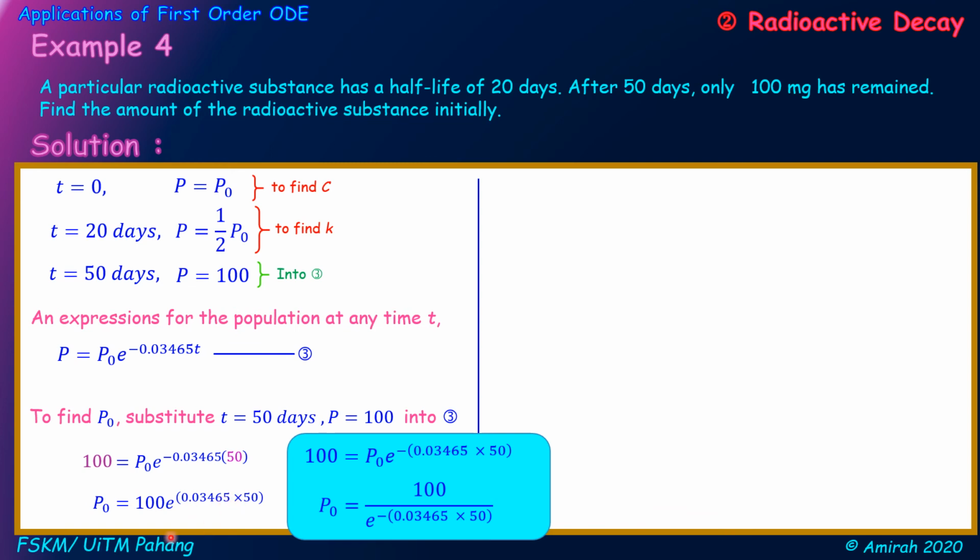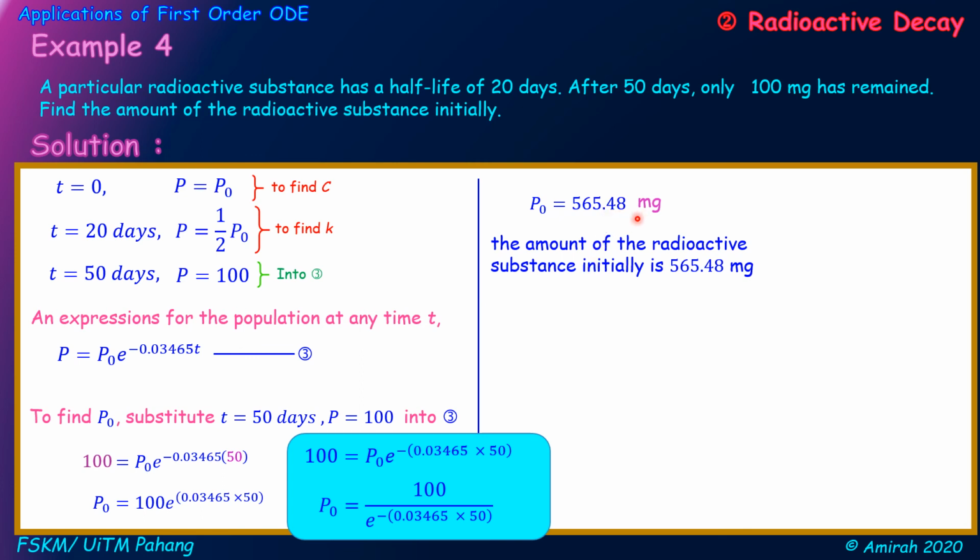And after that, we can use a calculator to calculate this value. So we get P naught equals 565.48. Then we put the unit milligram, because from the given question, the unit used is milligram. So the amount of the radioactive substance initially is 565.48 milligram. This is the final answer.